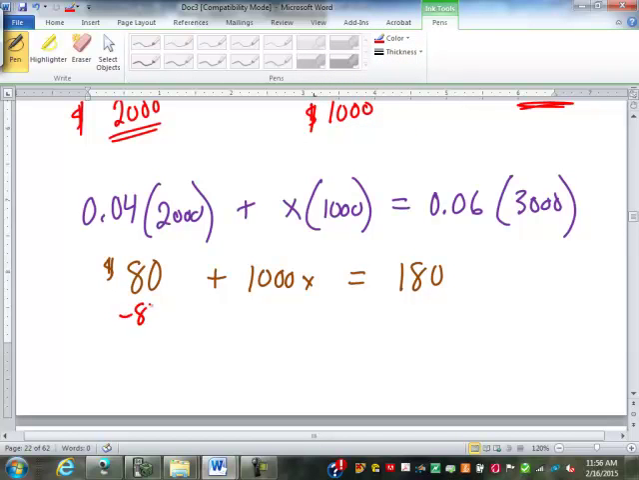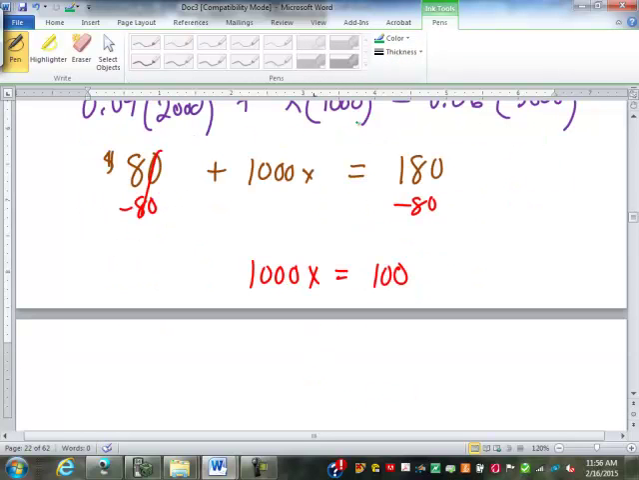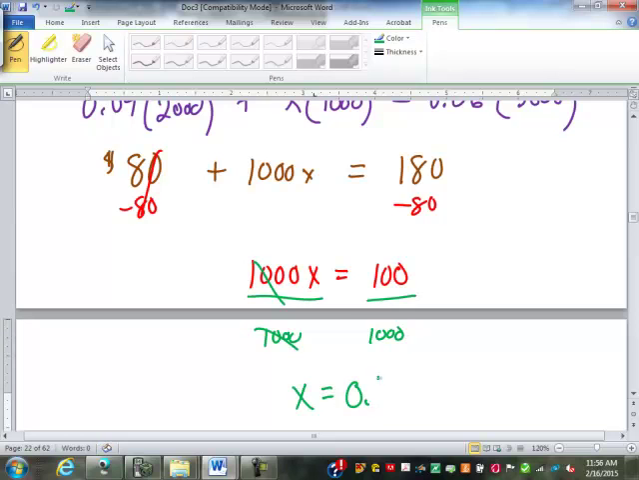We're going to subtract 80. We get 1,000x equals 100, and we divide by 1,000. X equals 0.1. Now, obviously, that's the rate of our answer. We need to convert that back into a percent, which would be 10%. So the second investment had to return 10% in order to get up to a total of 6% yield.